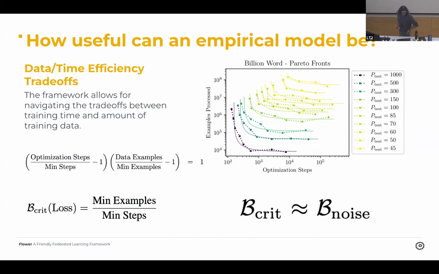Now, some side results of this entire modeling became very interesting in later works. For example, given this entire construction, and given the fact that we define this B noise to be very close to this critical batch size that I was mentioning earlier, we can devise the minimum number of steps and the minimum number of examples that we have to see in order to fully train a model for a specific value of the loss.